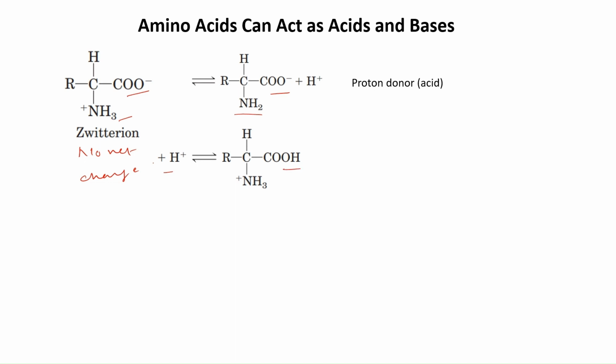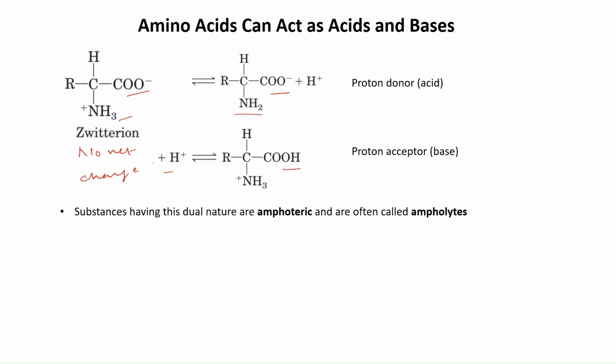So an amino acid in the form of a Zwitter ion, when dissolved in water, can act either as an acid or as a base. The substances that have such dual nature are amphoteric and are known as ampholytes.